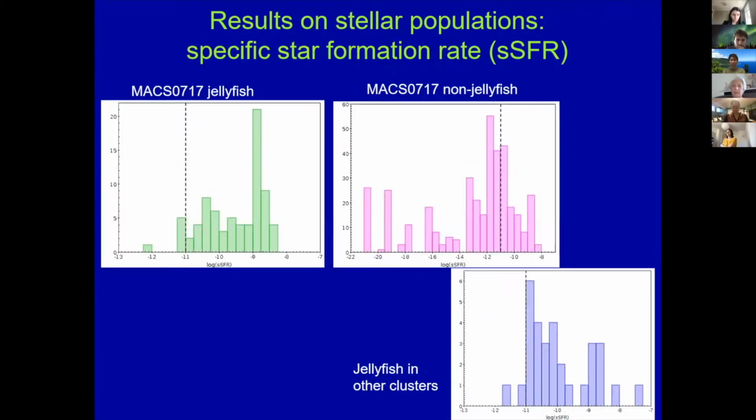Then if we look at the specific star formation rate, that is the star formation rate divided by the stellar mass, we can see that a large majority of jellyfish galaxies in MACS J0717 are above the limit of -11 I was talking about, whereas the non-jellyfish are spread mainly below -11, or at least a large fraction is below -11, more than half. And in the other clusters, you can also see that the fraction is above -11.